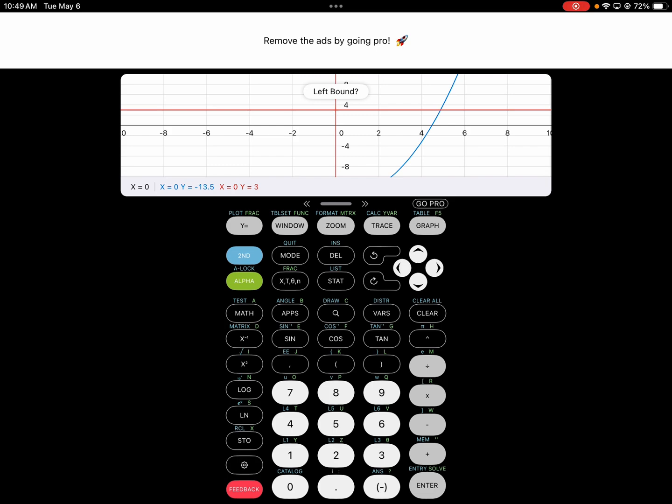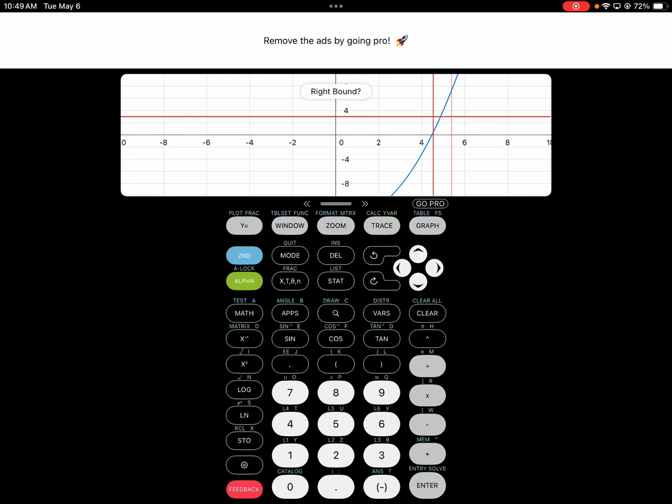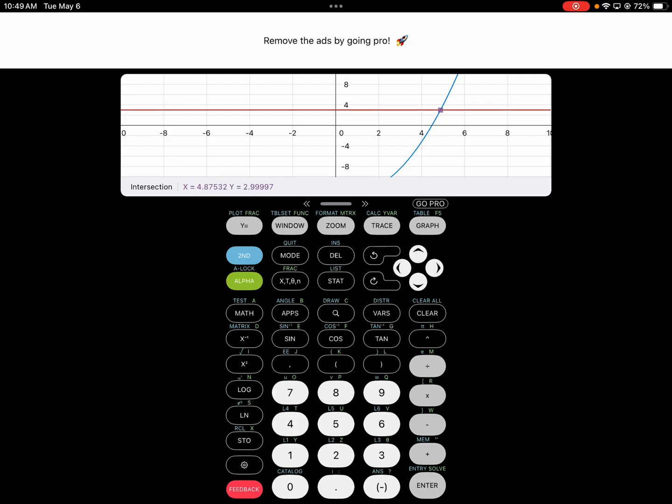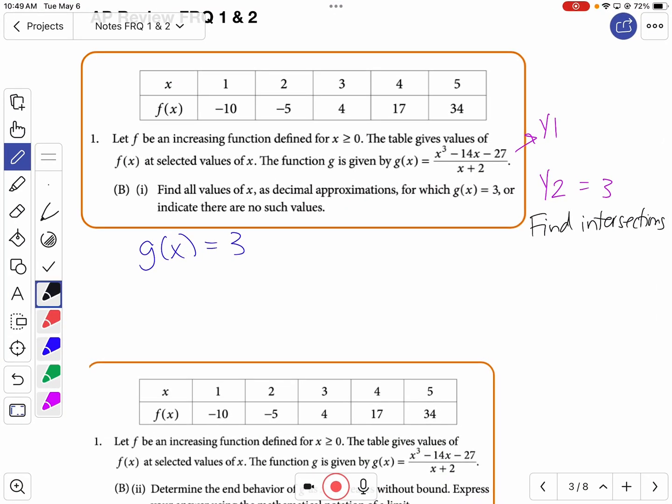Okay, yours is going to say first curve, second curve, guess. Mine says you got to get close to it. And so our intersection is 4.875. Okay, looking for x. So we would write g of x is equal to 3 is what we're finding. x is equal to 4.875. You want to put x equals. It's what you're solving for. Okay, but that's totally calculator.